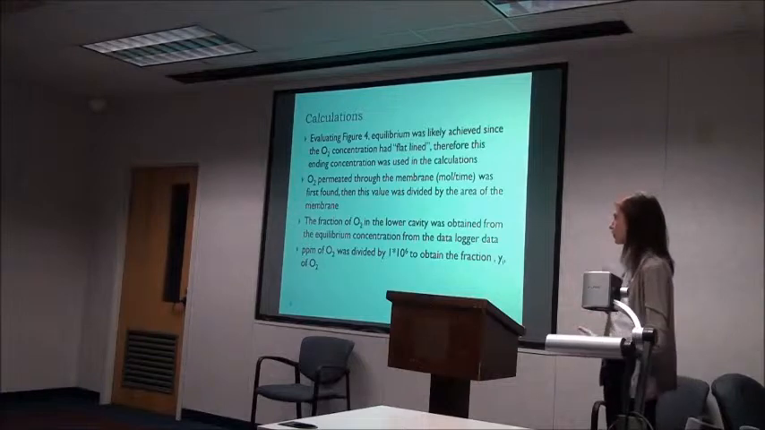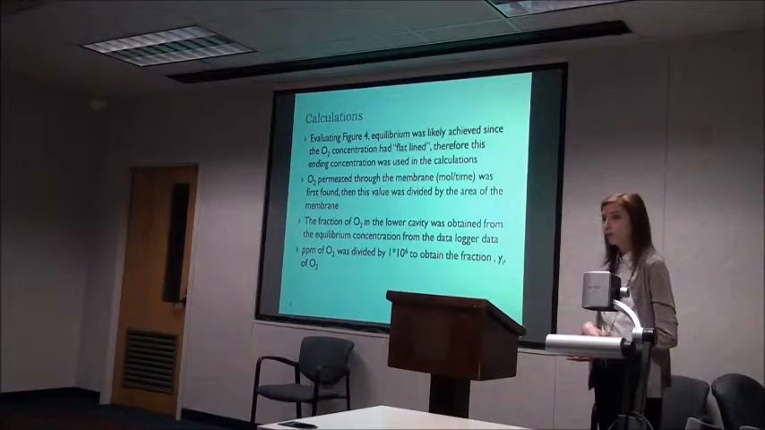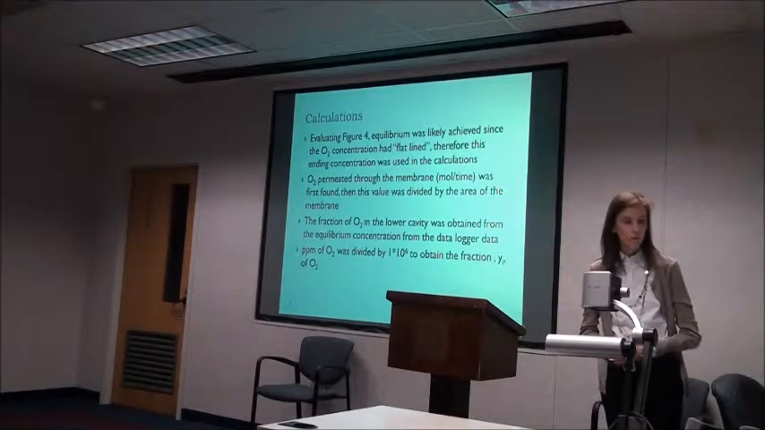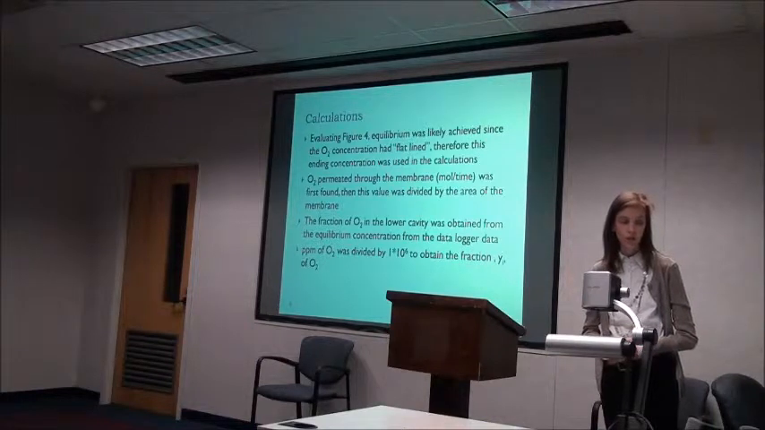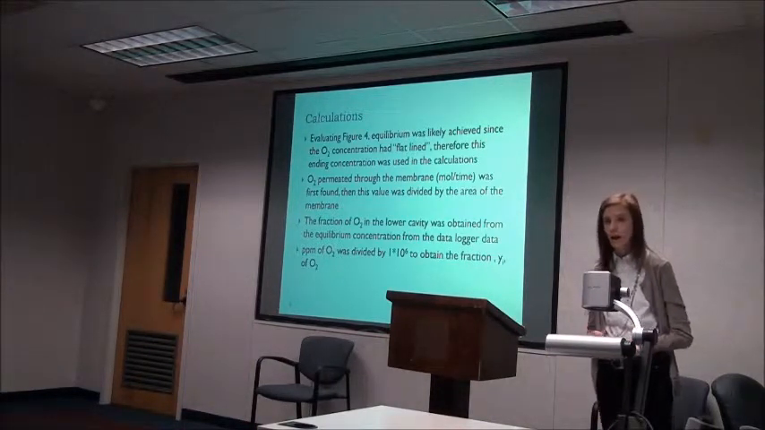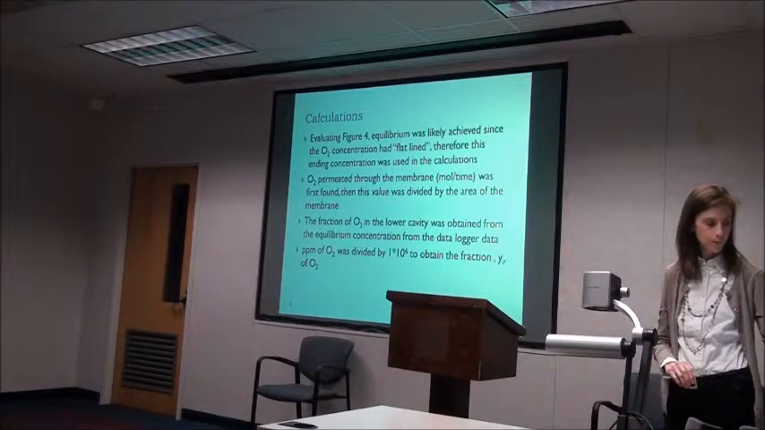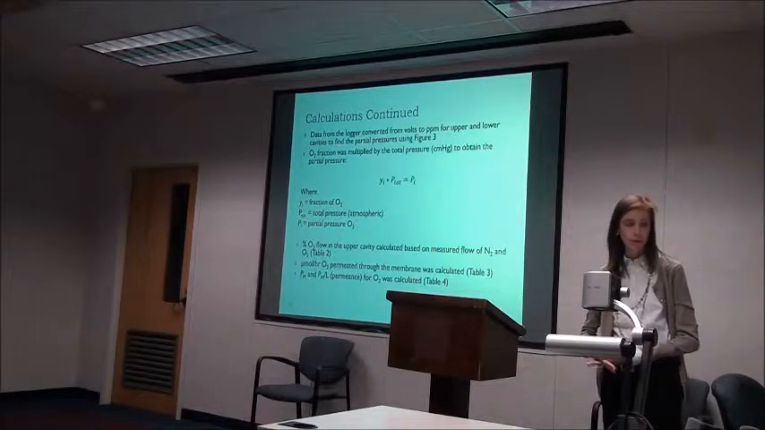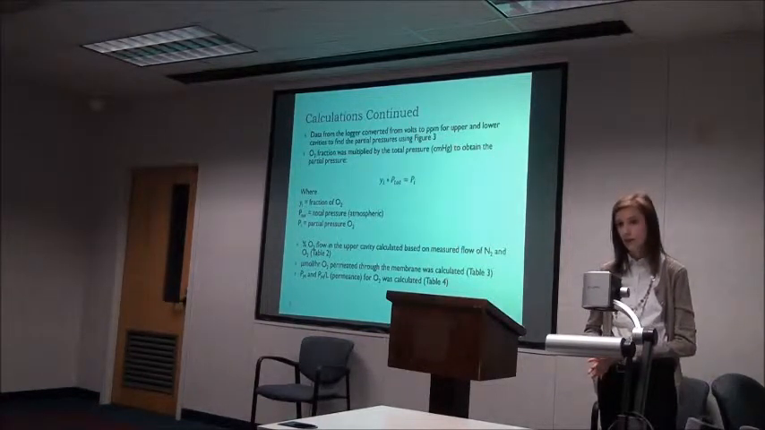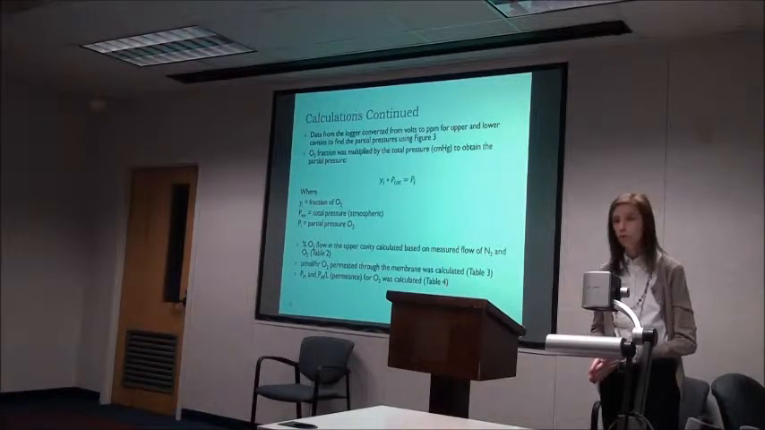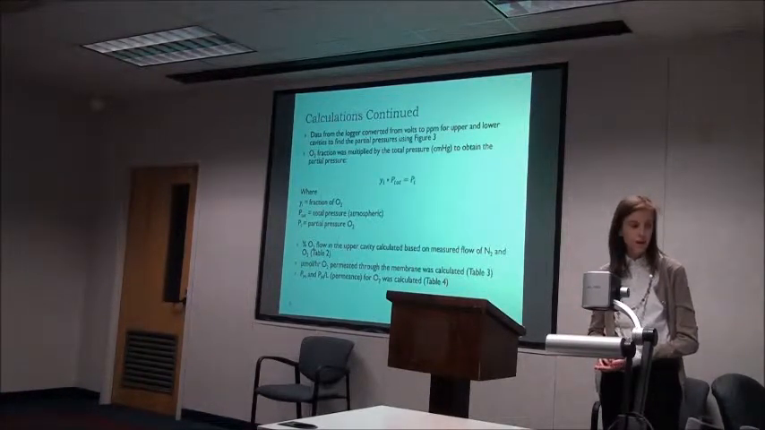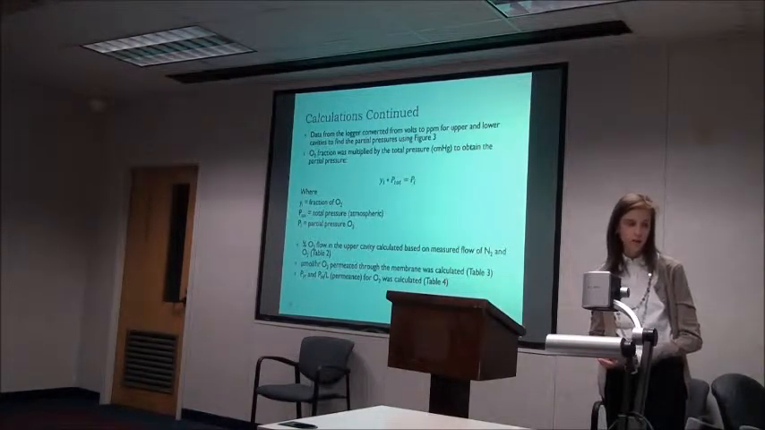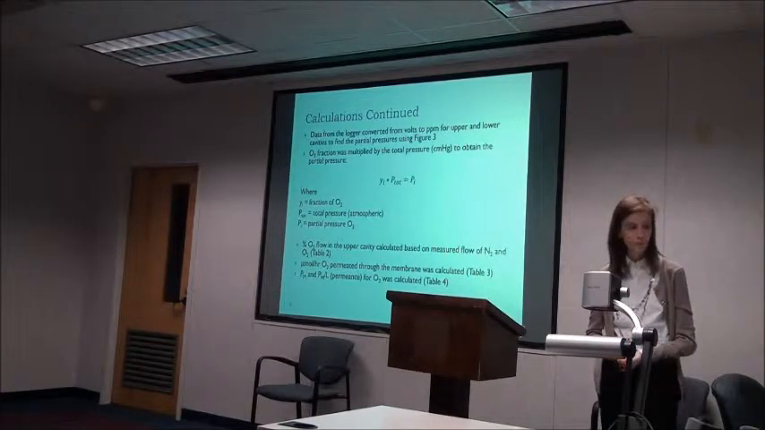And then from there, the fraction of O2 in the lower cavity was obtained from the equilibrium concentration given by the data logger. The parts per million was divided by 1 million to obtain the fraction Yi for the oxygen. As I stated, the data from the logger was converted from volts to parts per million for both the upper and the lower chambers to find the partial pressure given in that figure 3. And the O2 fraction was multiplied by the total pressure to find the partial pressure. In this case, the total pressure was atmospheric.